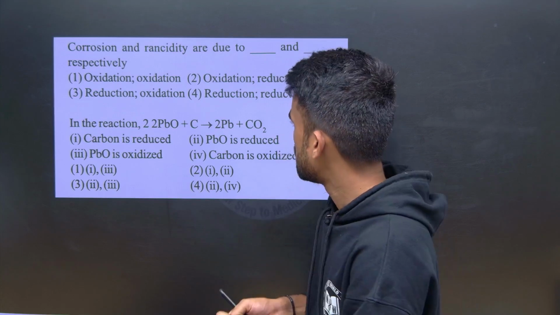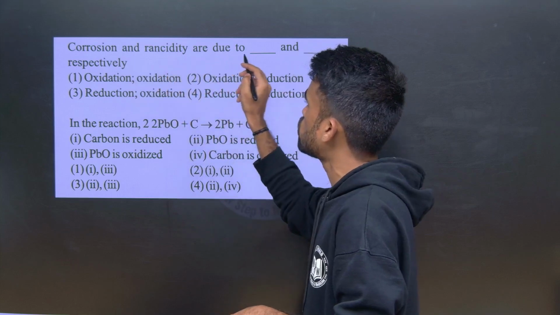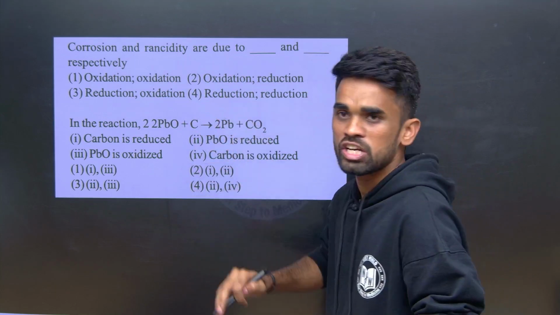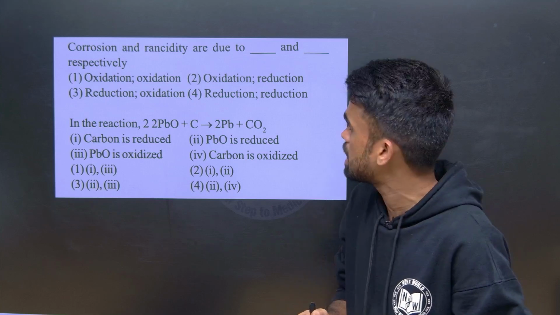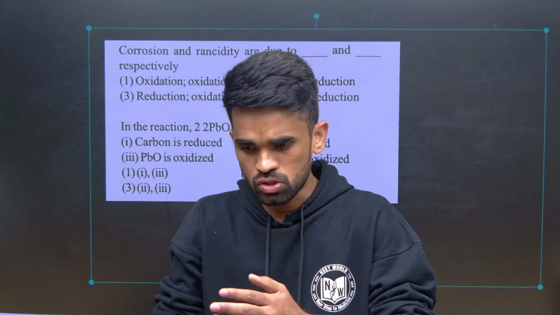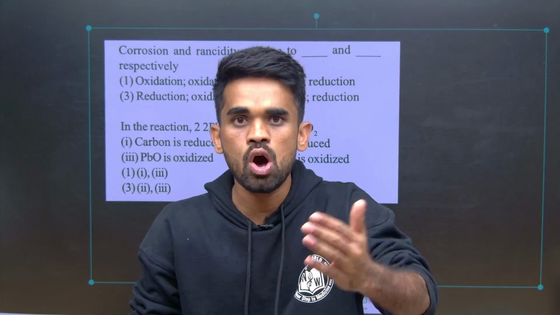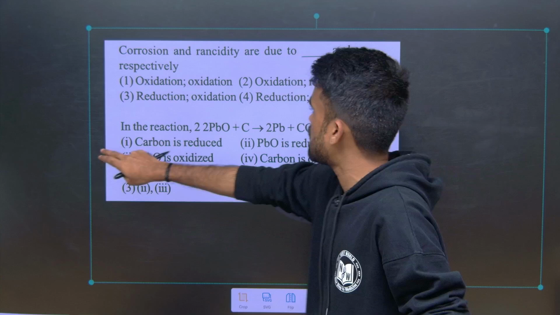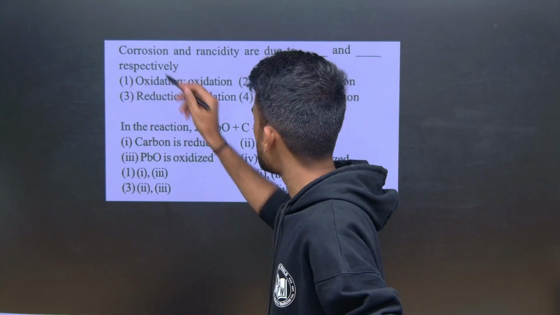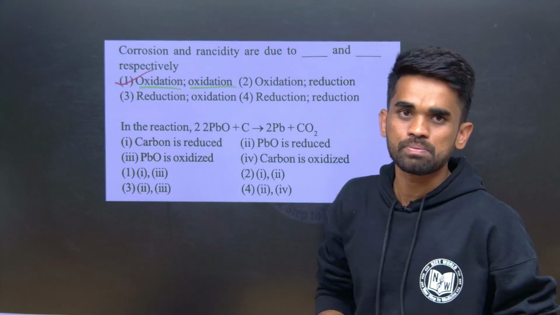Look here, the first question is: corrosion and rancidity are due to what? Whether both are oxidation or both are reduction. In corrosion, iron will form iron oxide. What is that? Addition of oxygen, so it is an oxidation process. Similarly, rancidity is also an oxidation process. So both are oxidation only. You can go with option number 1.